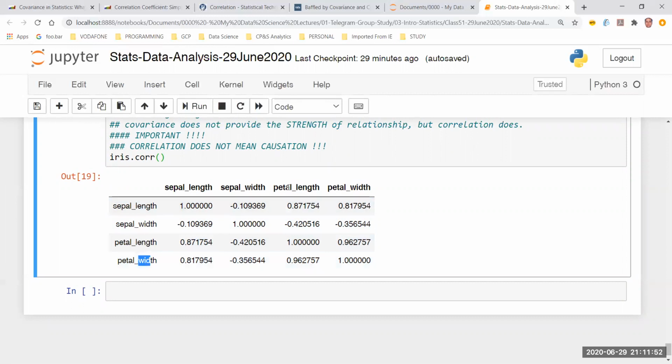Right? Again, petal length is very highly correlated with petal width. You see, 0.96, quite close to 1. So I can get the correlation between each and every variable. That does not mean that an increase in the petal length results in an increase in the petal width. That is the meaning of this line. Correlation does not mean causation.